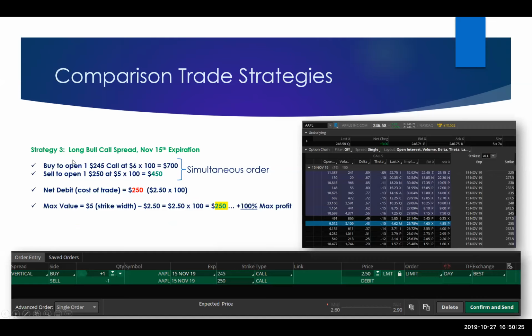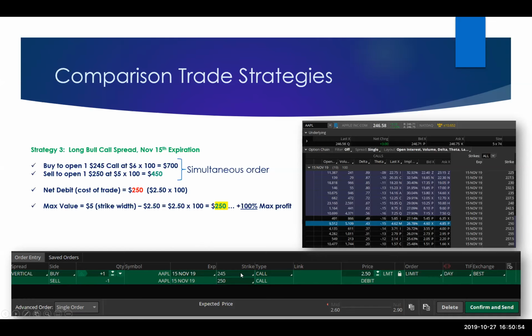Option 3, or strategy 3. We could either do a long bull call spread or we could do a bull put spread. But in this example, I'm going to go with the long bull call spread. November 15th expiration, same expiration. And I'm going to buy to open the $245 call, and I'm going to sell the $250 call.